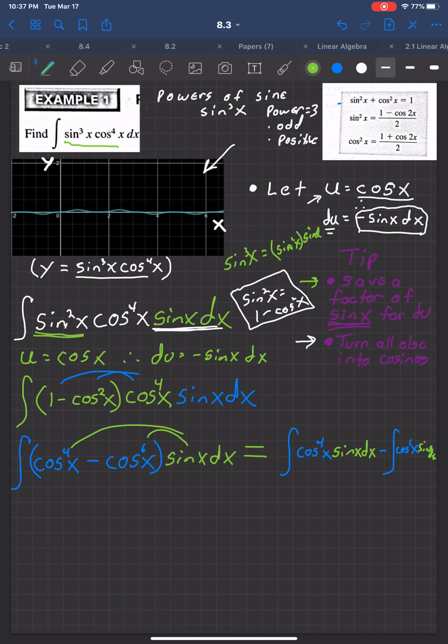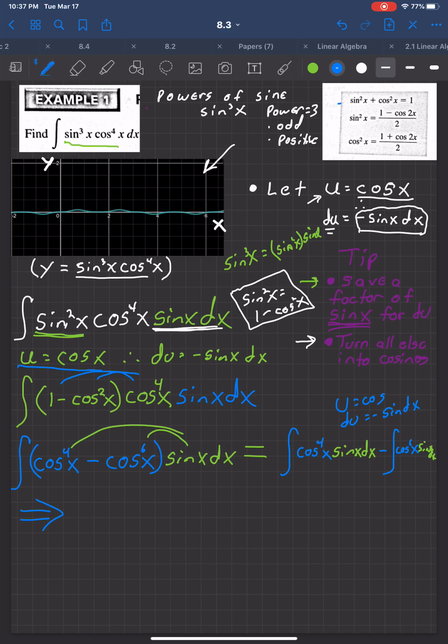And now we're going to go ahead and use that u substitution. We've already defined it up here. So follow me. Anything that has a cosine of x is henceforth referred to as u. So at this stage, u is cosine, du is negative sine dx. All right. So ready? Let's do this.